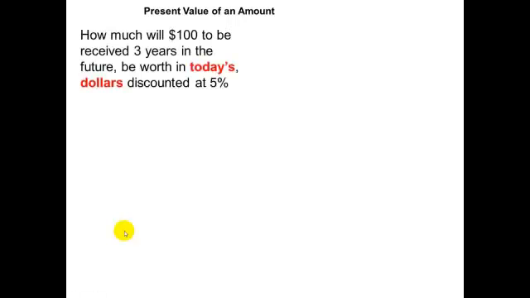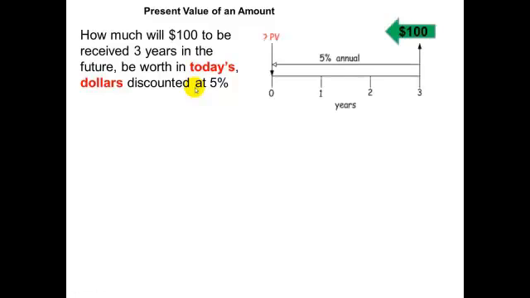The next type of cash flow is called the present value of an amount. Here's our example. How much will $100 to be received 3 years in the future be worth in today's dollars, discounted at 5%? Here's the picture. You're out here 3 years in the future, and you have $100 waiting for you. The question is, how much is that worth today? If you forfeited 5% annual interest each year for 3 years, how much is it worth in today's dollars?